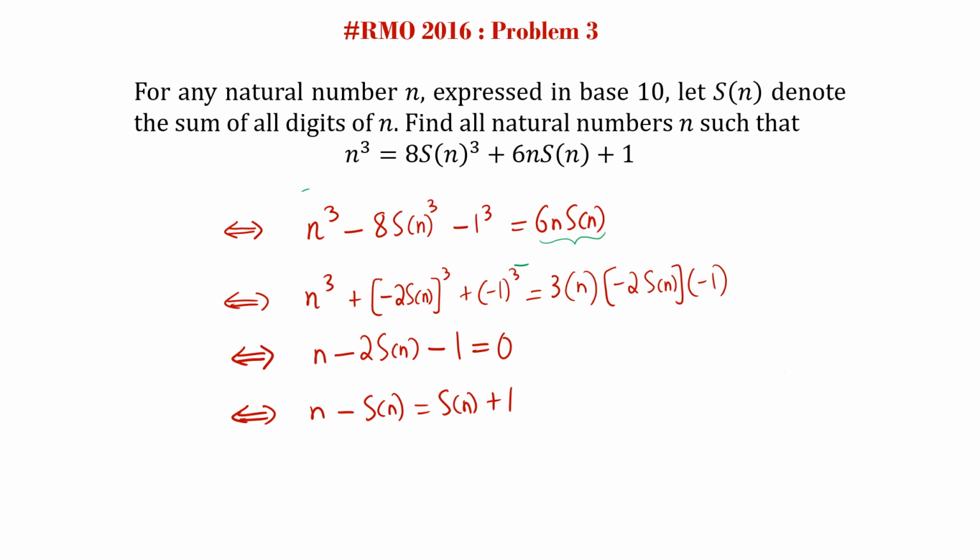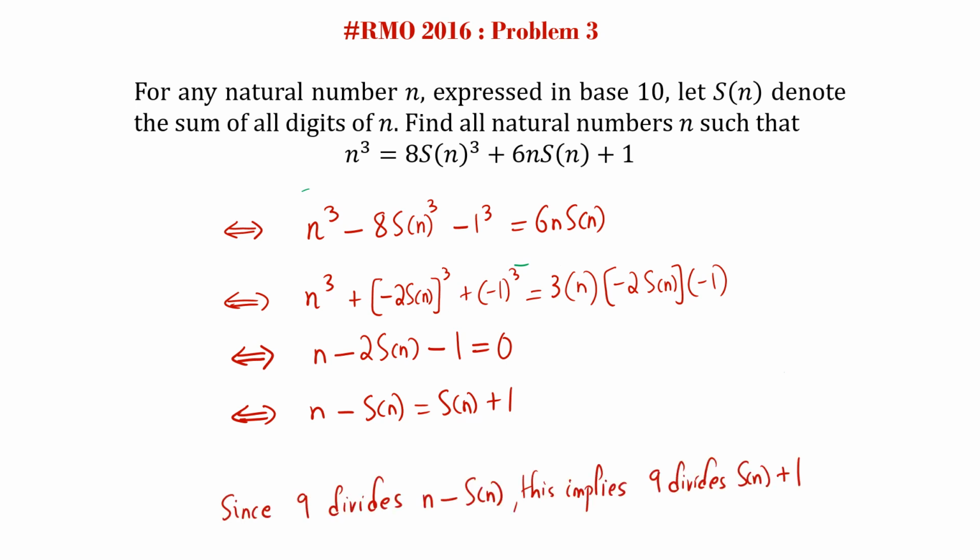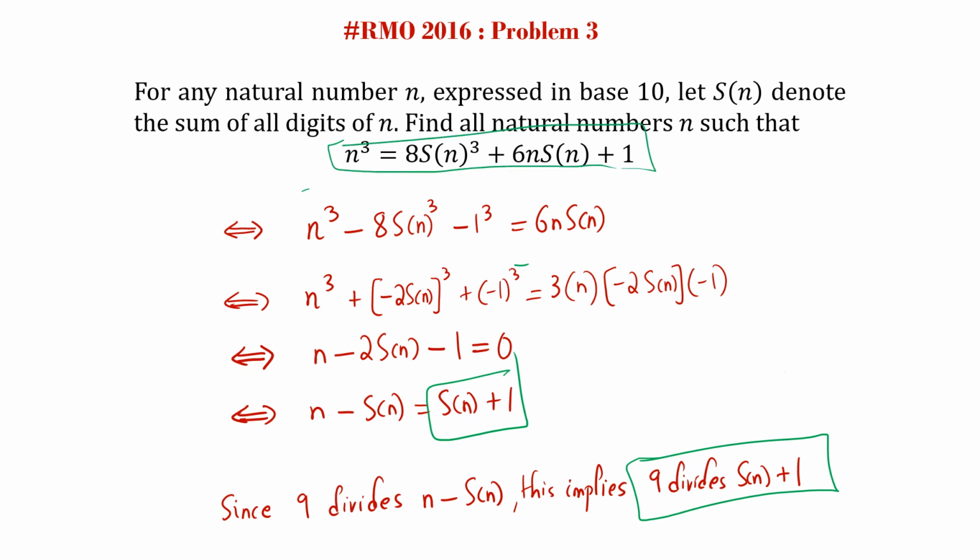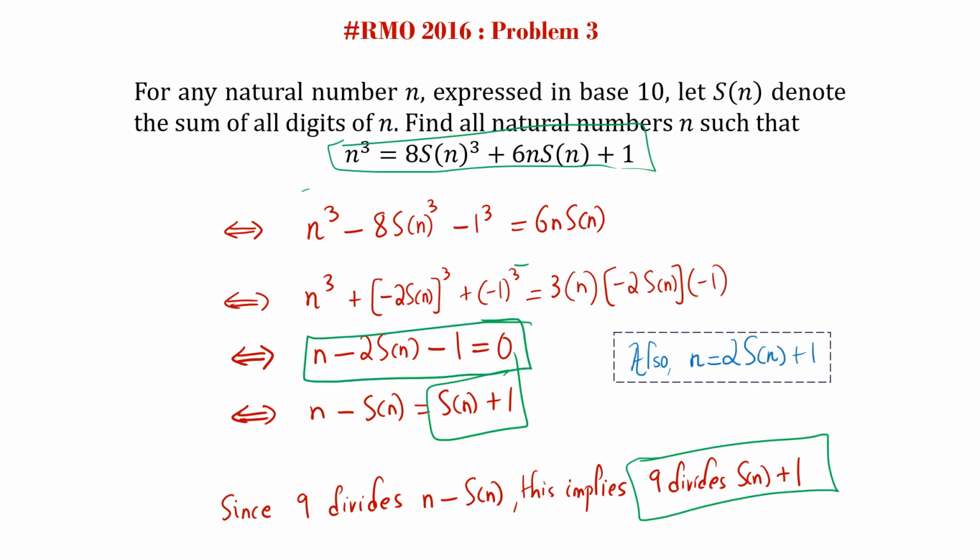All right. So n minus S of n is divisible by 9, which implies that S of n plus 1 would also be divisible by 9. All right. So we're going to make use of this fact to find out the values of n satisfying this. Okay, one more thing. From this equation, n minus twice of S of n minus 1, we can rearrange and we can get that n is in fact equal to twice of the sum of its digits plus 1.